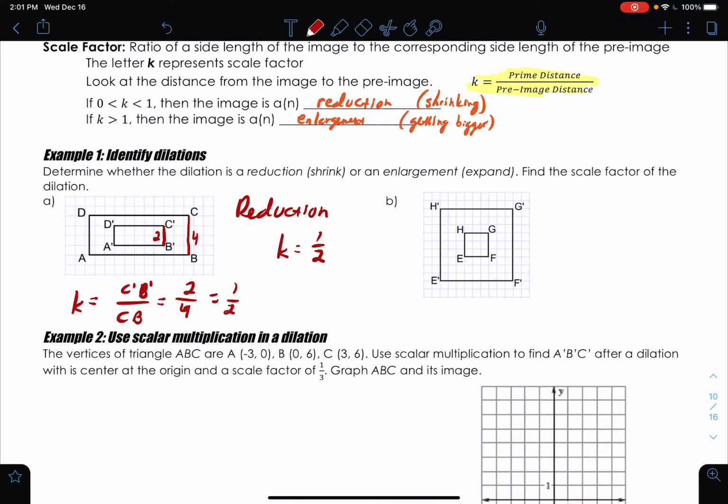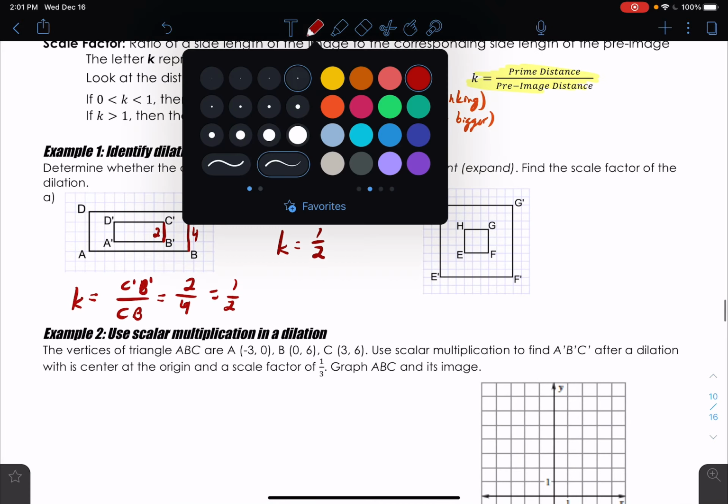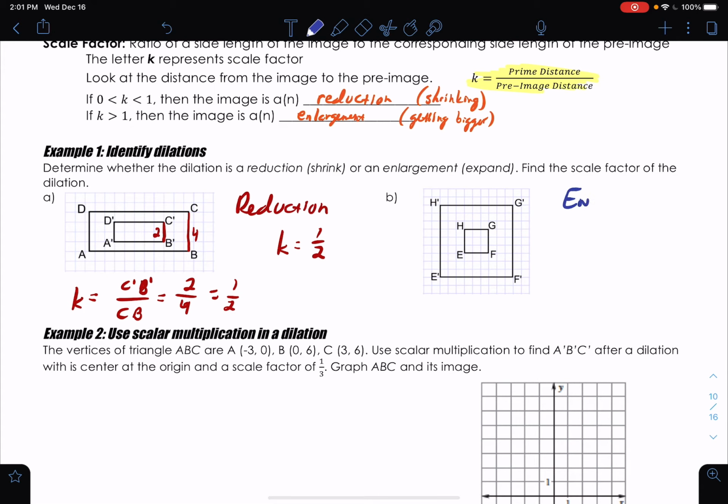What about B? Well, we start with HEFG, sorry, and it gets bigger to H prime, E prime, F prime, and G prime. So this is an enlargement. HG and H prime G prime, that's what I'm going to use.